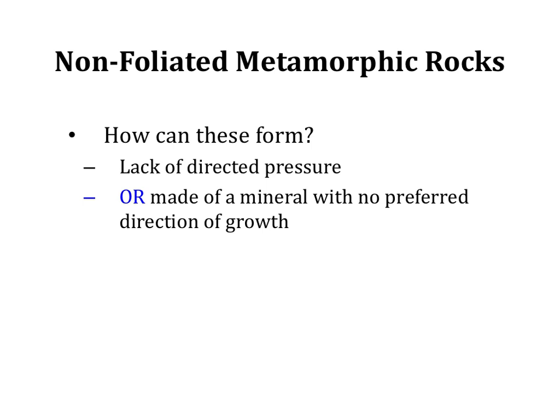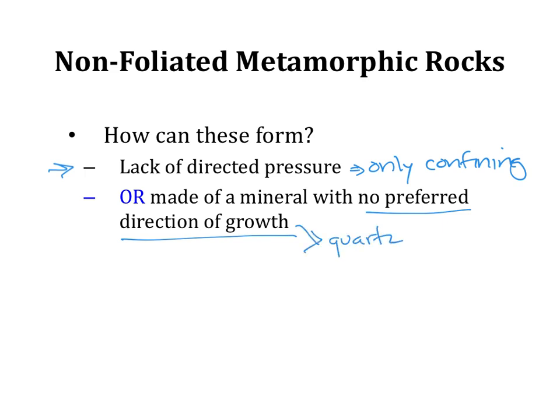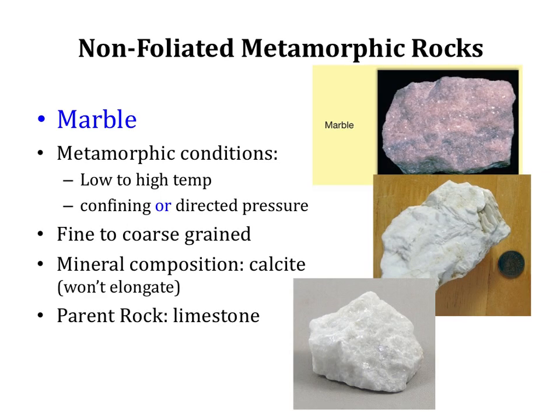All right, non-foliated metamorphic rocks. So again, these can form in two ways. Lack of directed pressure, which means only confining pressure. Or if they are made with a mineral with no preferred direction of growth, and those two minerals that are going to be important in the rocks that we're going to talk about are quartz and calcite. So we're starting with the rock marble.